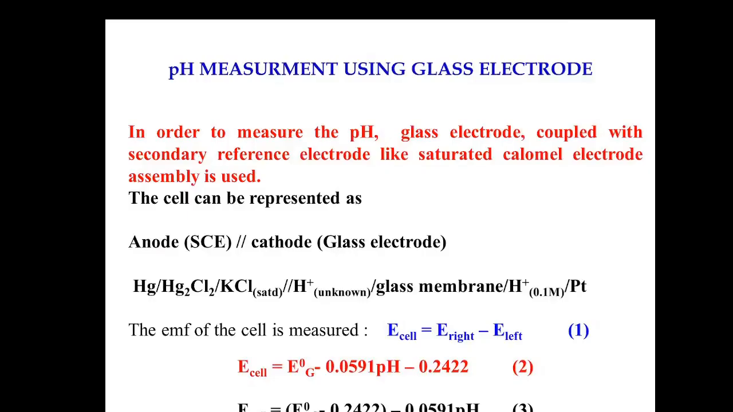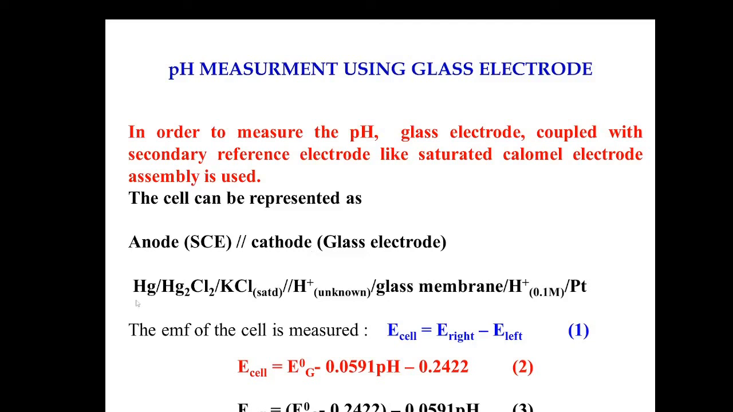Measurement of pH using glass electrode. In order to measure the pH using glass electrode, the glass electrode is to be coupled with a saturated calomel electrode. When the glass electrode is coupled with a saturated calomel electrode, glass electrode will be acting as a cathode because its electrode potential is higher than that of saturated calomel electrode.